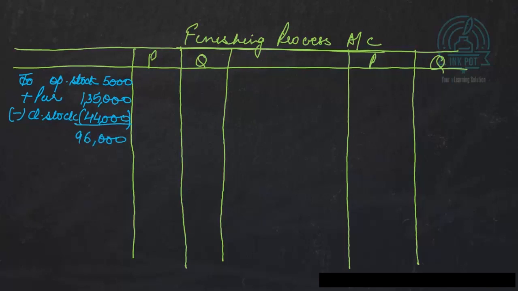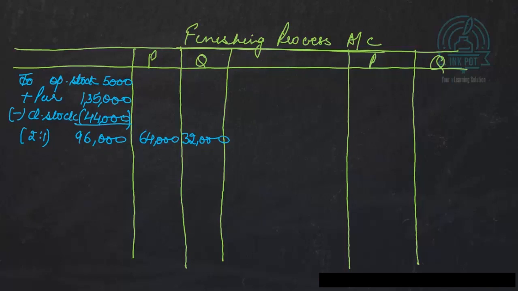96,000, this is to be apportioned in the ratio of output. So when you divide 96,000 in the ratio of 2:1, right? So you will get 64,000 and 32,000. So the amount is 64,000 and 32,000.